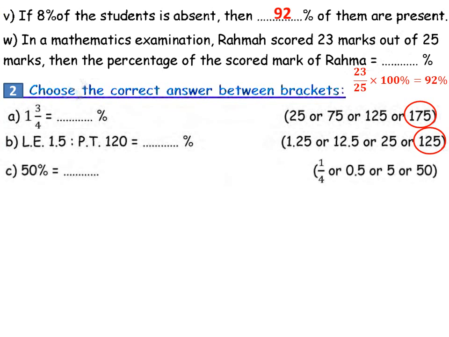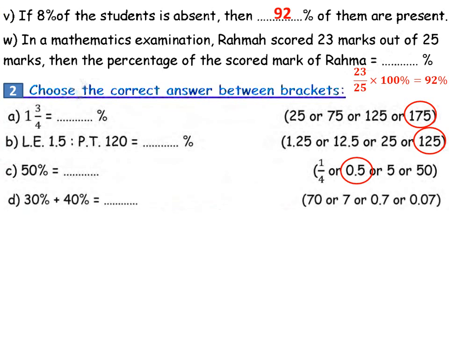Letter C, 50%. We will convert it into a fraction or a decimal. 50% equals 50 over 100. 50 over 100 equals half, okay? So use your calculator, 50 divided by 100, it will give me half, because the upper number equals half of the lower. So the correct result equals 0.5.